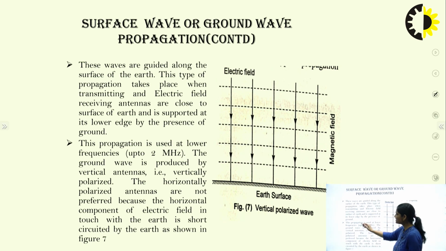And the second point is the propagation is used at lower frequency. Lower frequencies are up to 2 megahertz. So the ground wave is produced by the vertical antennas, and that is known as vertically polarized. The horizontally polarized antennas are not preferred because the horizontal component of the electric field in touch with the earth is short circuited by the earth. So you can see this is the structure of this vertical polarized wave.